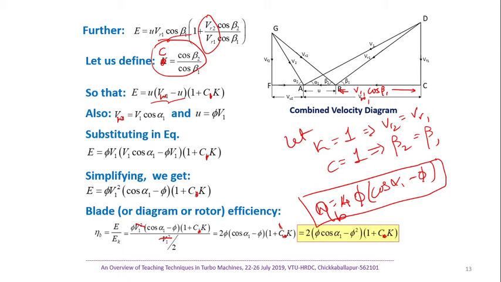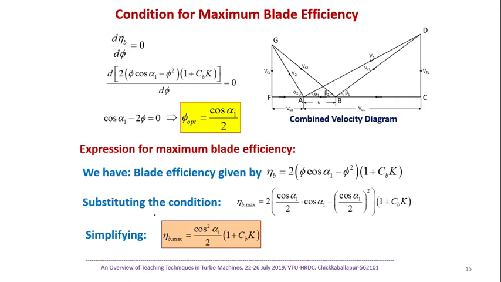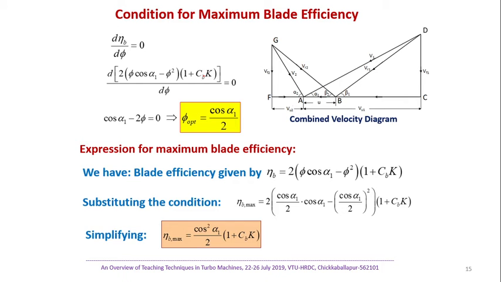So now coming to the condition for maximum blade efficiency. For that, what you have to do is differentiate the blade efficiency with respect to phi and equate it to 0. That is the work which you have to do here. So now if I differentiate eta b with respect to phi and equate it to 0, this becomes d of this, equated to 0. Now see here, how can I do that? If I differentiate this with respect to phi, this becomes 0.